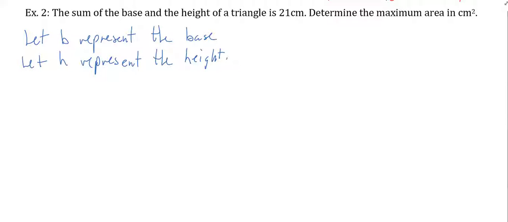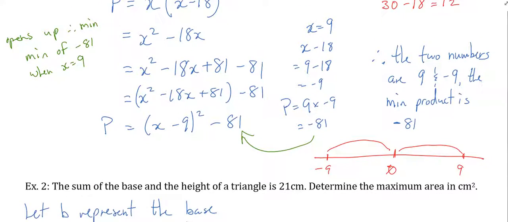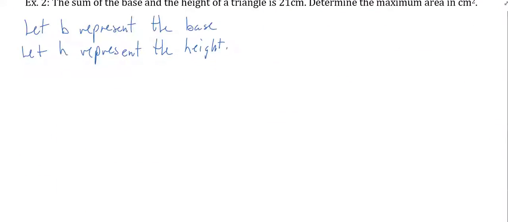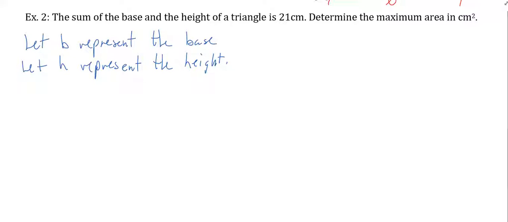So the reason why this one's different is because I'm using two variables. And the last one I only used one, I only used x. Sometimes you can get away with just using x and then saying the other number is x minus 18. But you're going to notice that it's not x minus 18 this time. It's different in an important way, so you got to do it right. And I think it's easier to do it this way.